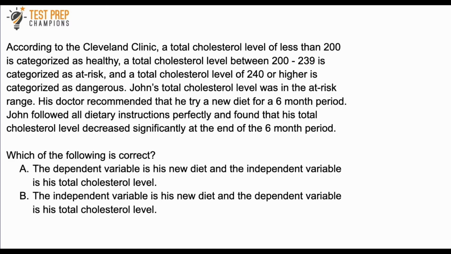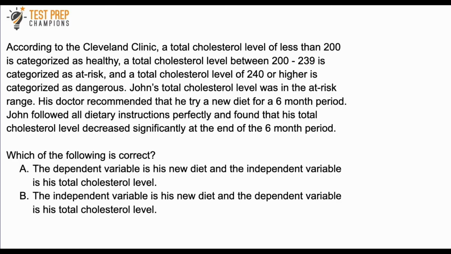According to the Cleveland Clinic, a total cholesterol level of less than 200 is categorized as healthy. A total cholesterol level between 200 and 239 is categorized as at risk, and a total cholesterol level of 240 or higher is categorized as dangerous. John's total cholesterol level was in the at-risk range. His doctor recommended that he try a new diet for a 6-month period. John followed all dietary instructions perfectly and found that his total cholesterol level decreased significantly at the end of the 6-month period. Which of the following is correct?